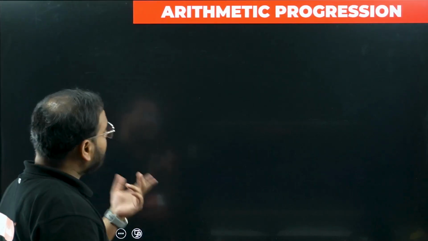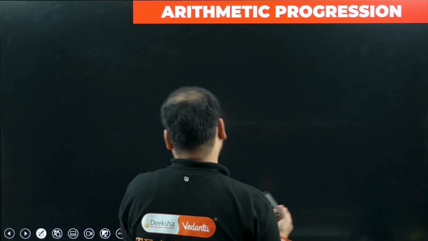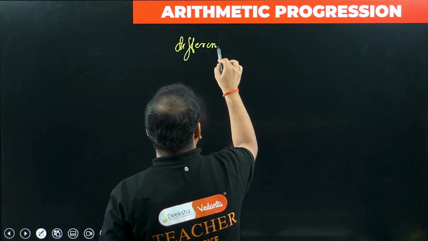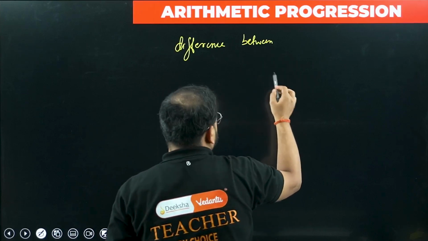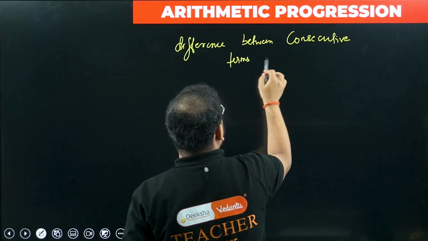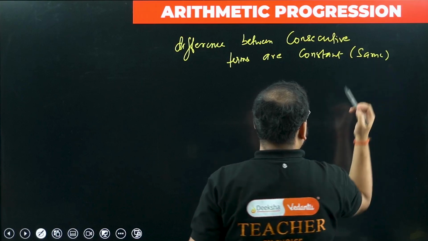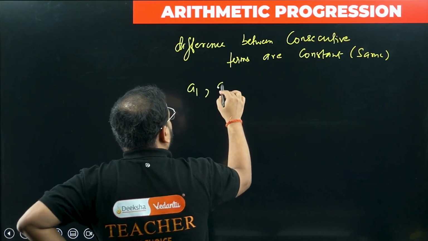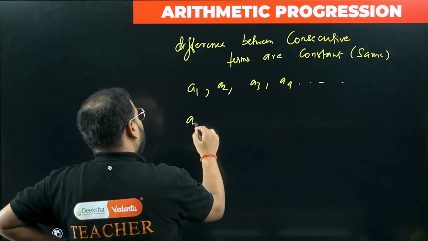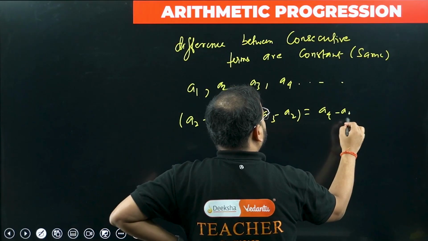Okay, sir. AP, again, what is AP? Any sequence, any series of numbers, will be called an arithmetic sequence or arithmetic progression if the difference between consecutive terms is constant, or simply the same. What I mean by that is, if I write a sequence like a1, a2, a3, a4, and so on, then the condition for it to be an AP is that a2 minus a1 should be equal to a3 minus a2, should be equal to a4 minus a3, and so on.